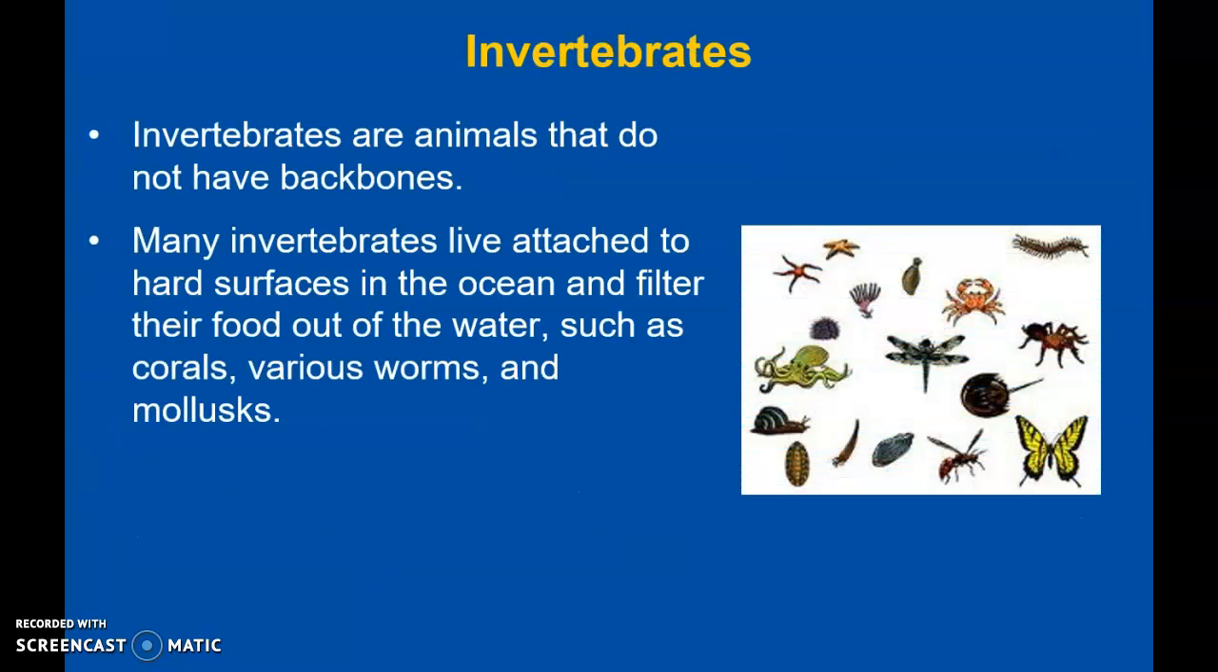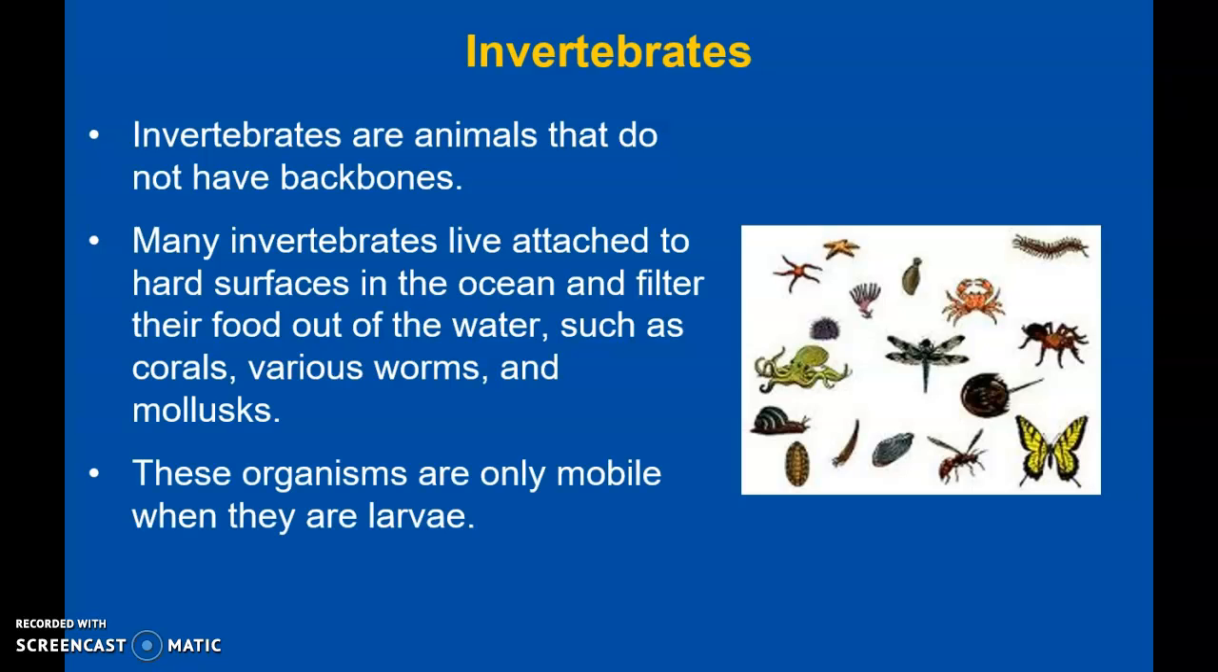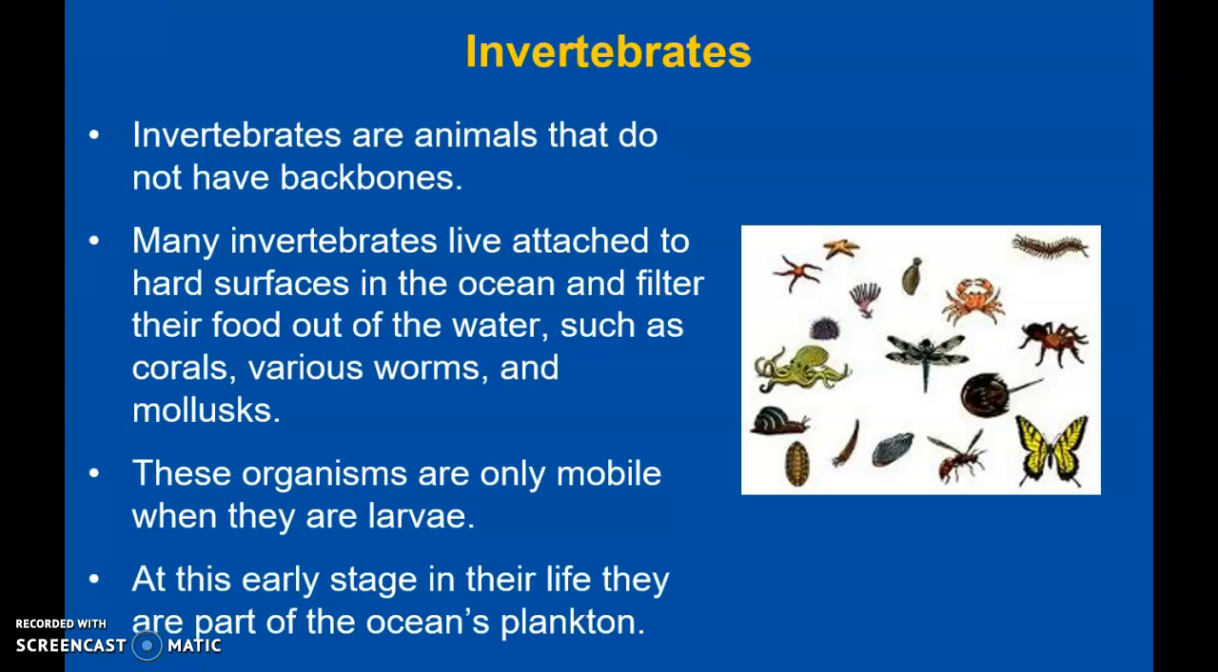You have invertebrates, which have no backbone. These mostly live attached to a hard surface in the ocean, and they filter their food out of the water, such as coral or worms and mollusks. These organisms are only mobile when they are larvae. At this early stage, they are part of what is called the ocean's plankton. That's the first source of food for most animals in the ocean.